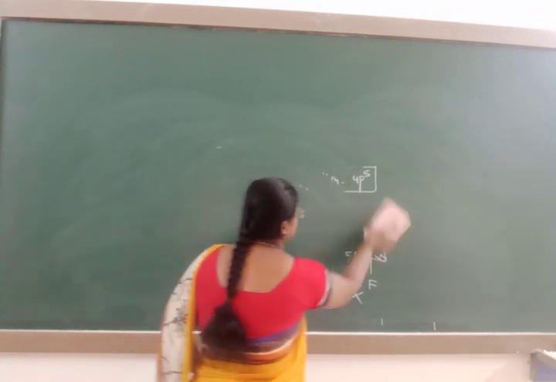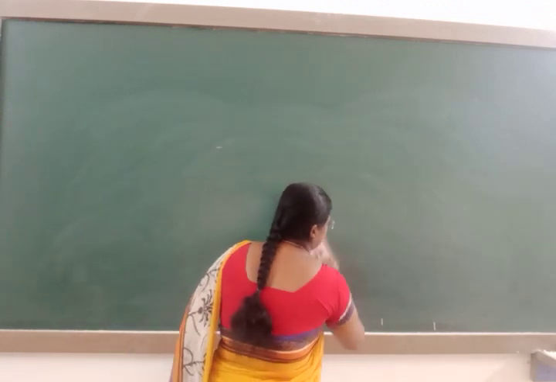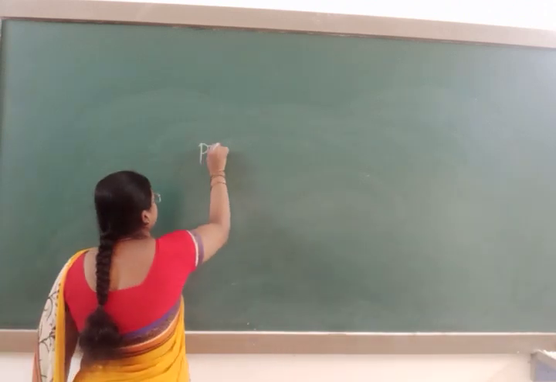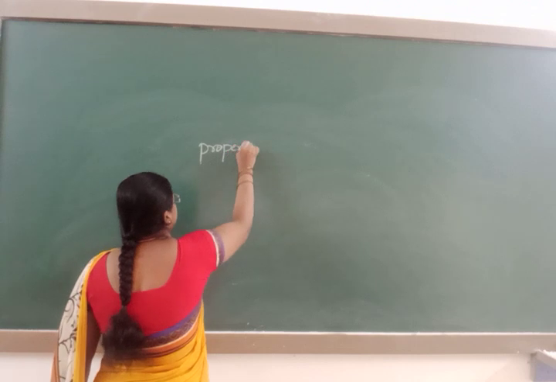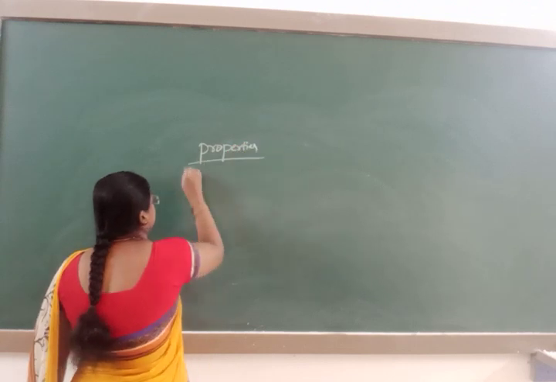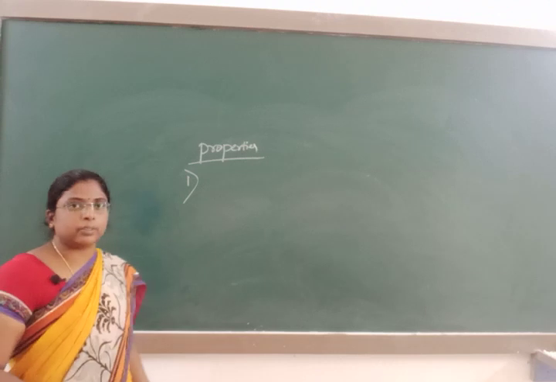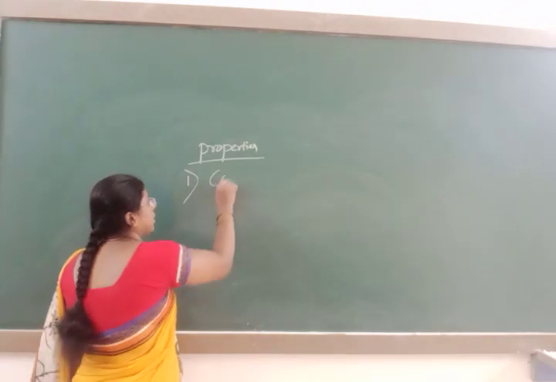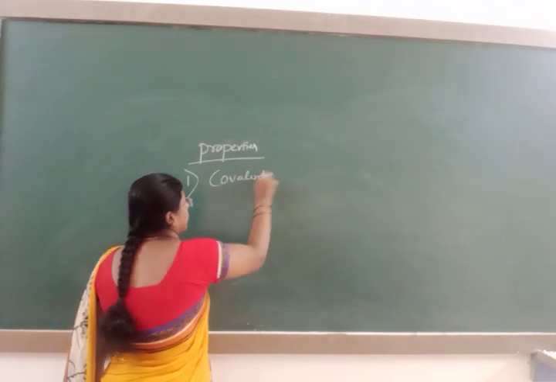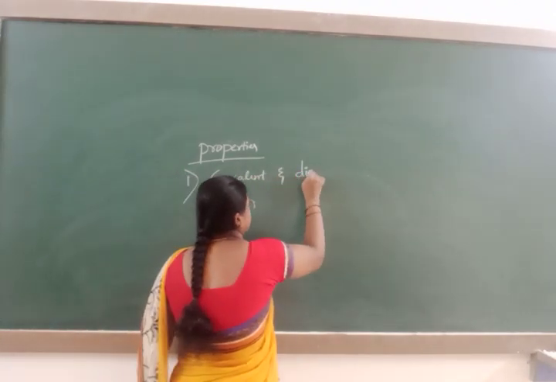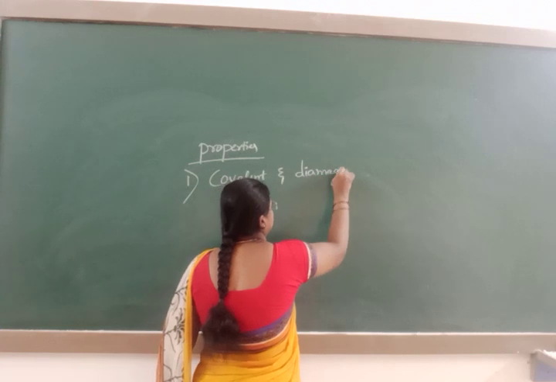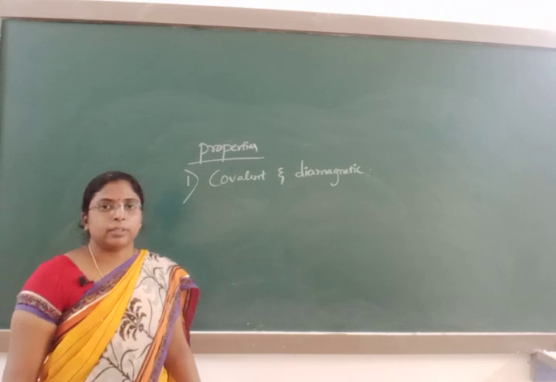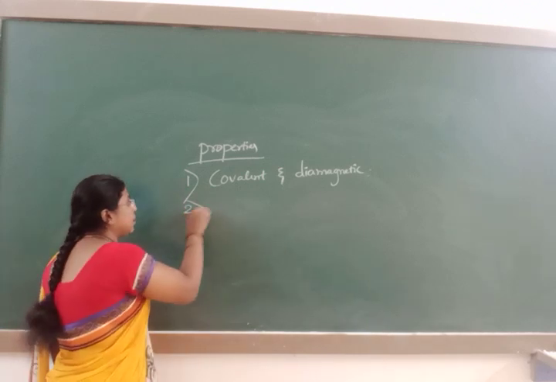After the structure of BrF3, next come the properties of interhalogen compounds. First, interhalogen compounds are covalent in nature and diamagnetic in nature. You have to remember the magnetic property also. It is very important. Interhalogen compounds are covalent as well as diamagnetic.